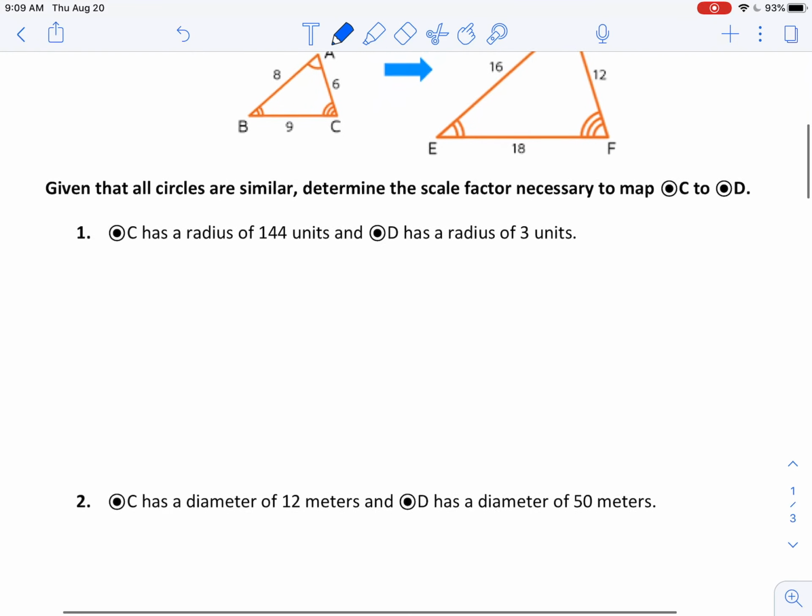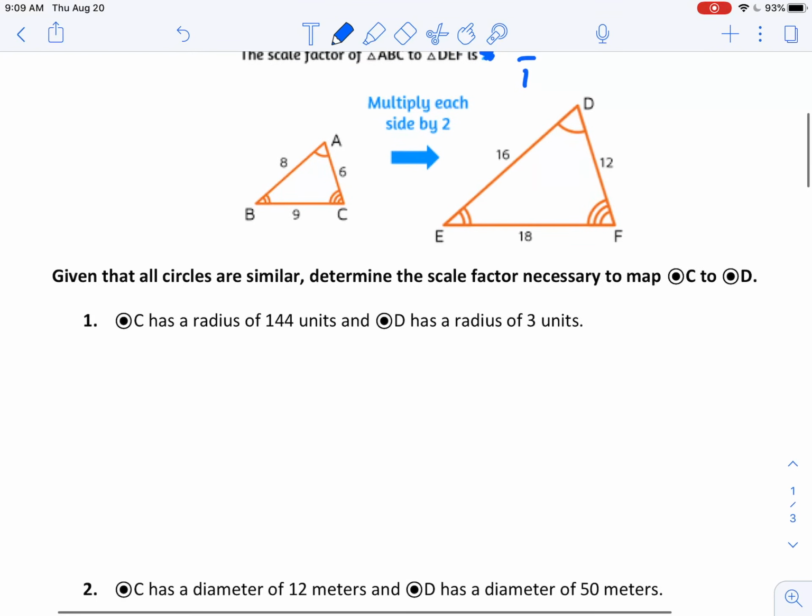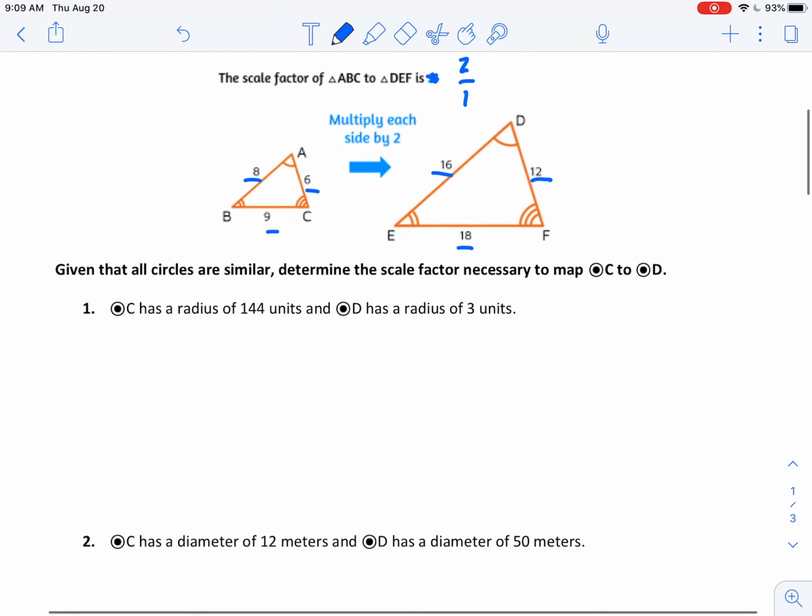So let's figure out how to figure out this scale. I think we can see the scale factor for those triangles just by looking at it. 12 is double 6, 16 is double 8, 18 is double 9. I'm going to show you an easier way to actually calculate it when maybe the numbers aren't as easy to see. Given that all circles are similar, determine the scale factor necessary to map circle C to circle D.